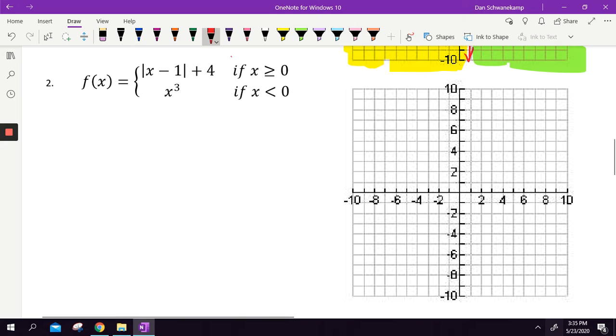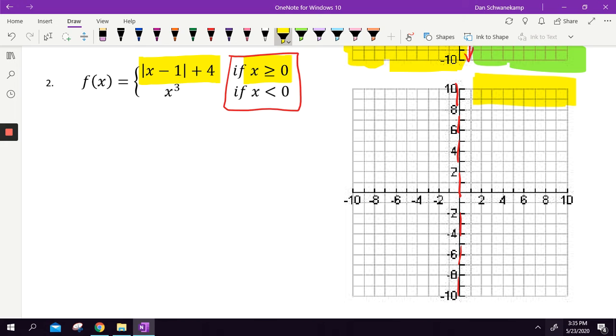First thing I'm going to do is put my break line, put my fence. There's definitely a fence at 0 because that is where they split up. I'm going to graph this line when x is greater than 0, so that's on this side of the graph. I'm graphing x cubed if it's less than 0, so less than 0 is on the left side of the graph. I just color coordinated my graph here.